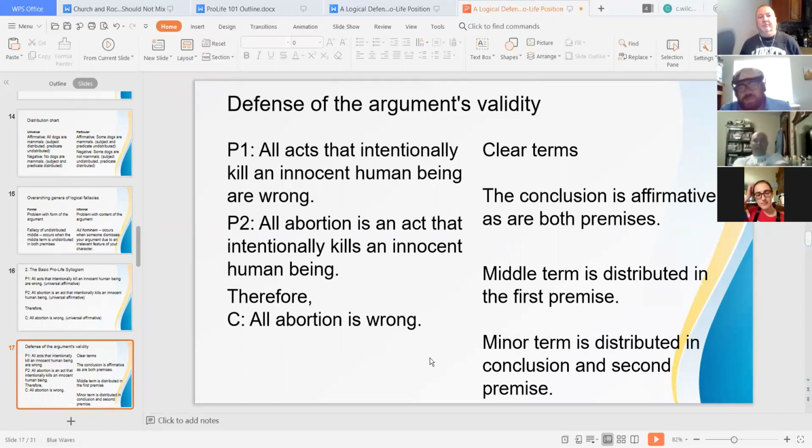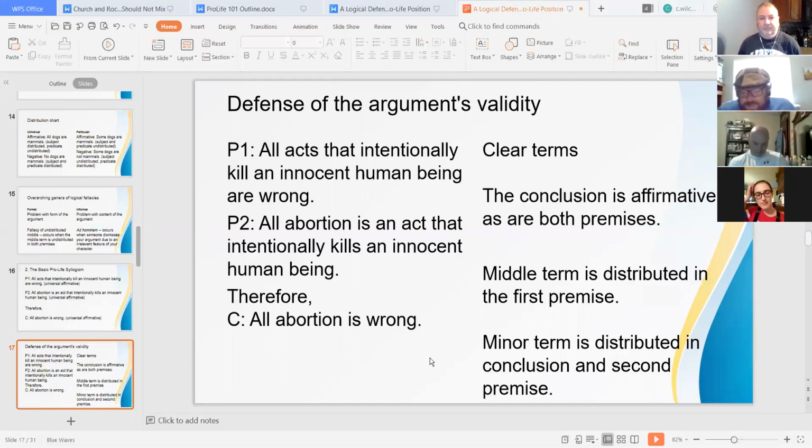So again, a good argument needs to have clear terms. In this case, the terms are clear. Abortion is an act that ends a woman's pregnancy by killing the fetus. An act that intentionally kills an innocent human being is an act in which someone acts with intention toward ending an innocent human being's life. And innocent, in the case of this argument, just means the fetus has not committed an act deserving of death. Merely existing in the womb does not carry a death penalty. And of course, the word wrong just means immoral. So the terms are clear.